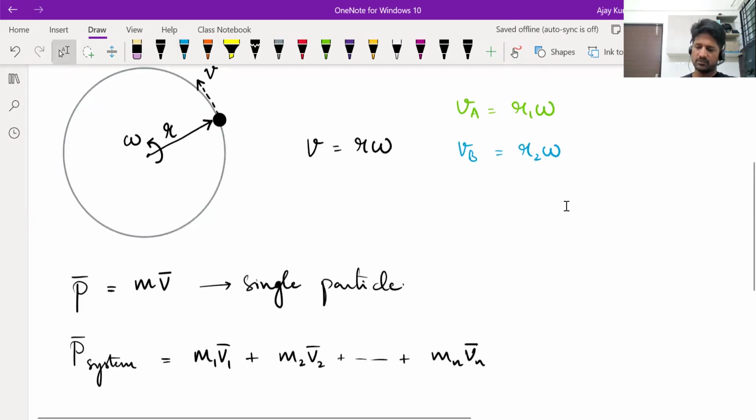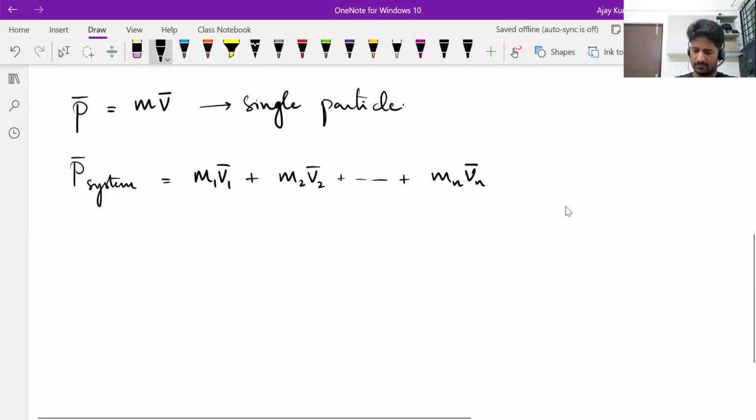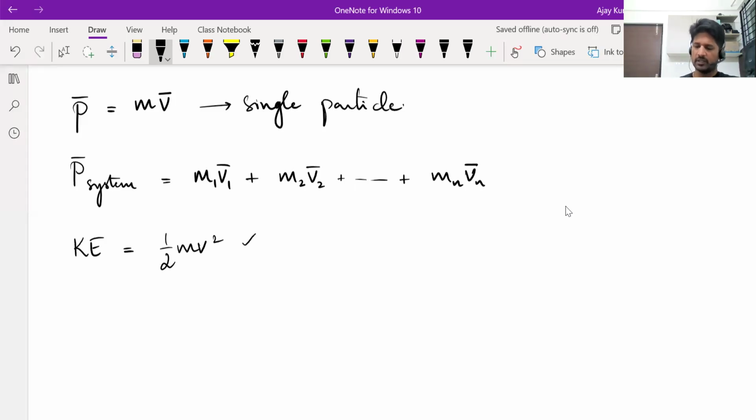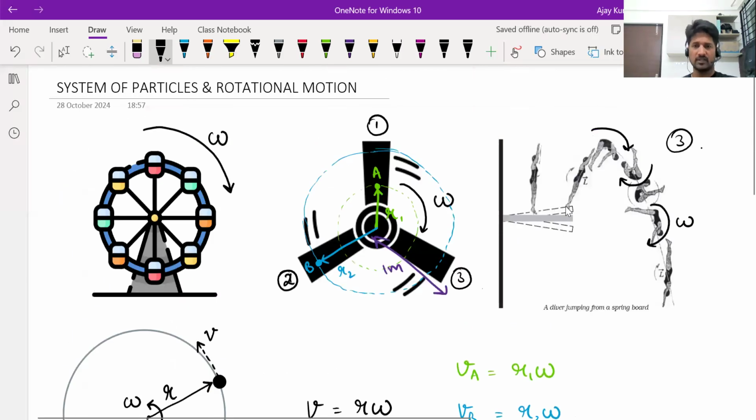Next, what is the formula for kinetic energy of a particle? Rishi, tell me the formula for kinetic energy quickly. Half mv square. If a mass m moves with speed v, then its kinetic energy is half mv square. But if there is rotation happening in a system, the different particles of the system have different velocities. You can't say all the mass is moving with this velocity. Different particles have different velocities.